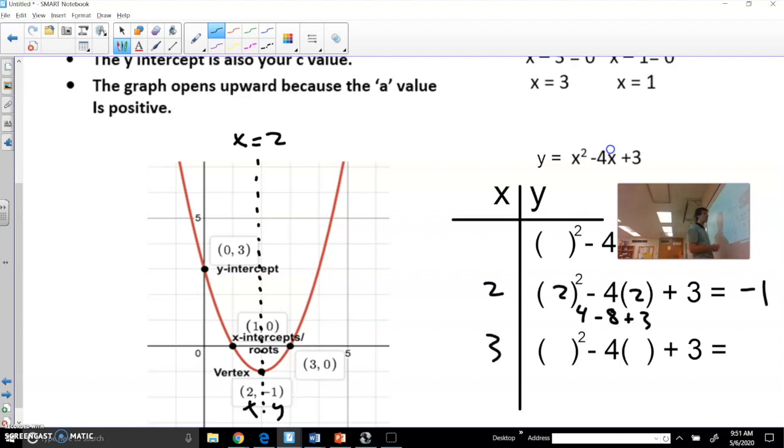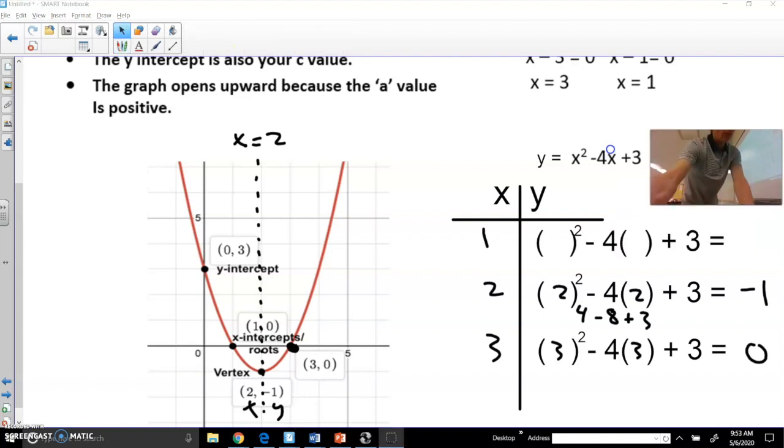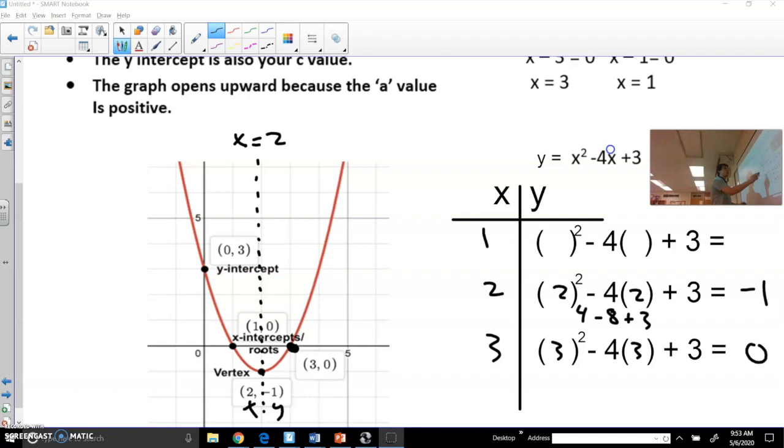We may want to plug in 3, or we may want to plug in 1. And so when we use the input value of 3, we actually end up getting 0, and that's one of our root points. In other words, x-intercept, solutions. And when we plug in 1, we'll also get out 0. And so that's another one of our x-intercept or root points.